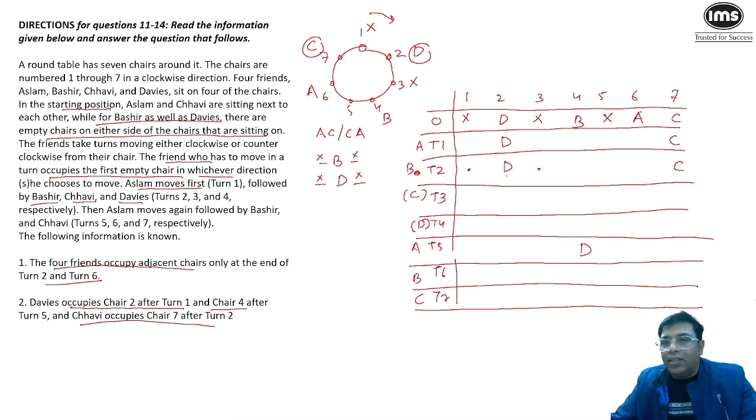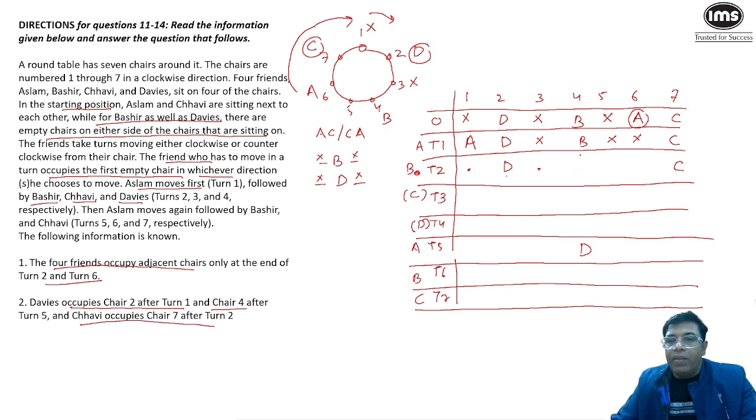In that sense, in turn one, where A is going to move, the best way for A to move is, since we want to get this chair occupied, A will move from 6 to 1. He'll move in clockwise direction, occupy the first empty chair. That is 1. And essentially B is in the same place.